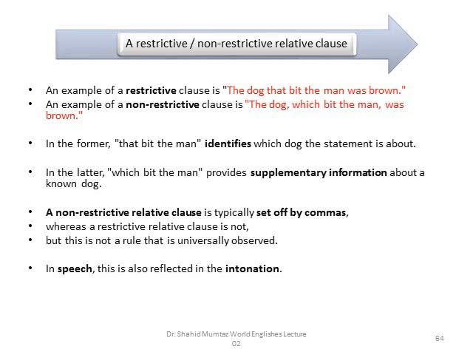But this is not a rule that is universally observed. It's not always there. It can be without commas as well. In speech, there are no commas, of course. So what happens then? This is also reflected in the intonation. The intonation tells whether this is a restrictive or non-restrictive clause, because the rise and fall of the voice determines which it is.